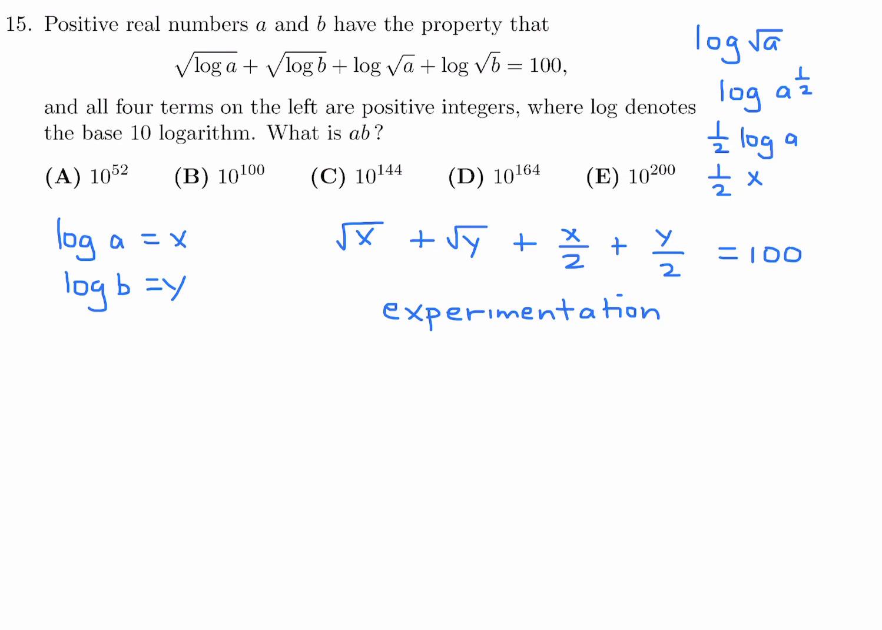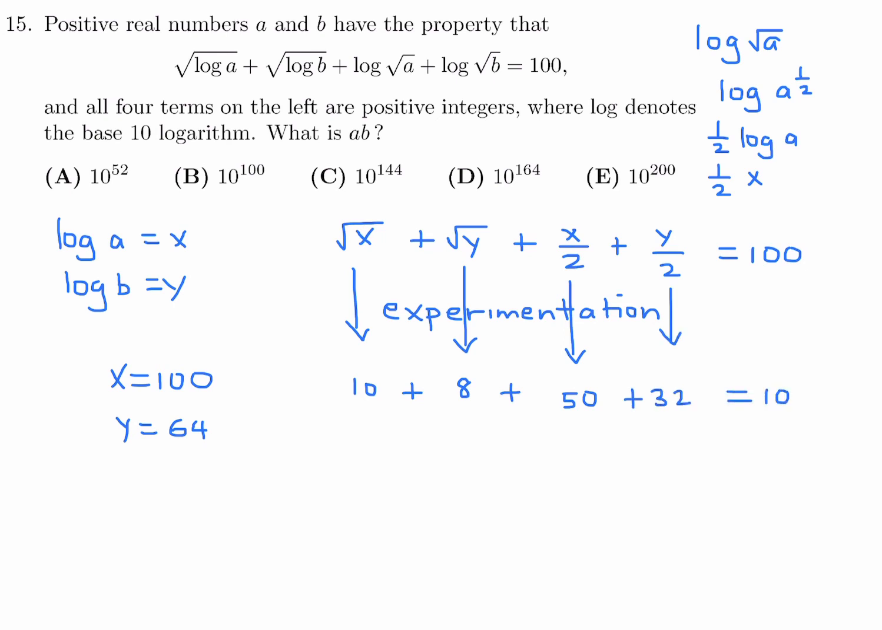So I started, let's say, okay, let's see if x is 100, what happens? Then this becomes 10. This becomes 50. Okay, I've got 10 plus 50, I've got 60. I've got to get another 40. How do I get another 40? And after some thinking, I said, well, what if y is 64? That would make that 8. And it would make this 32. And there you go. That would all add up to 100. And that's really how you do it. Unless there's some other way that I don't know.